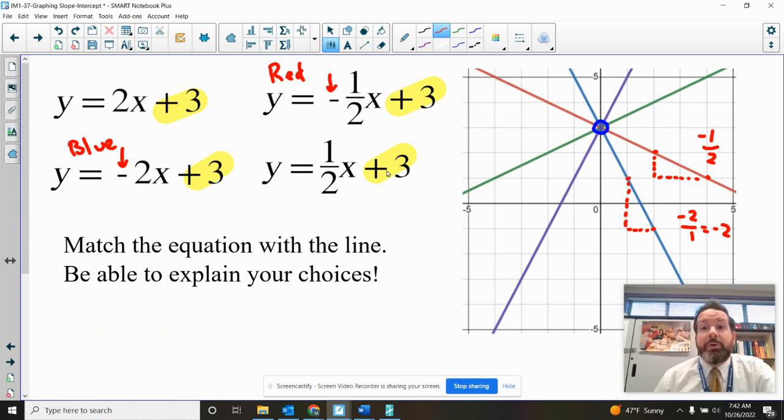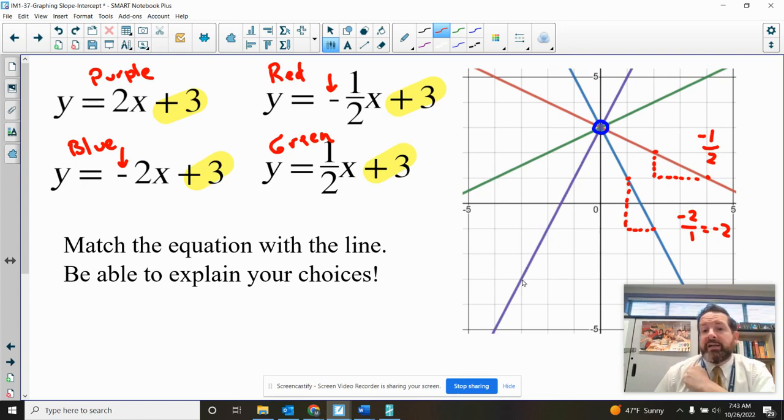Now for the positive slopes, the same reasoning holds. Small slope, meaning less than 1, flatter line. So that's going to match up with the green. Steeper slope, slope bigger than 1, that's going to match up with the purple.